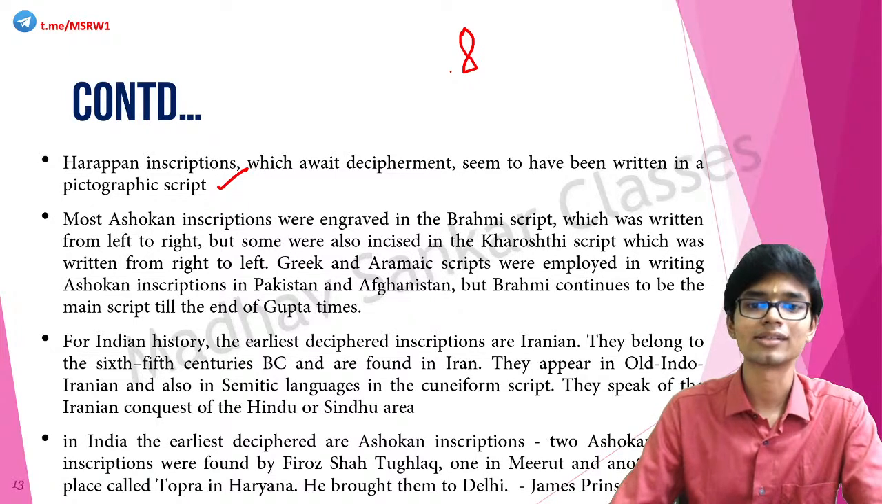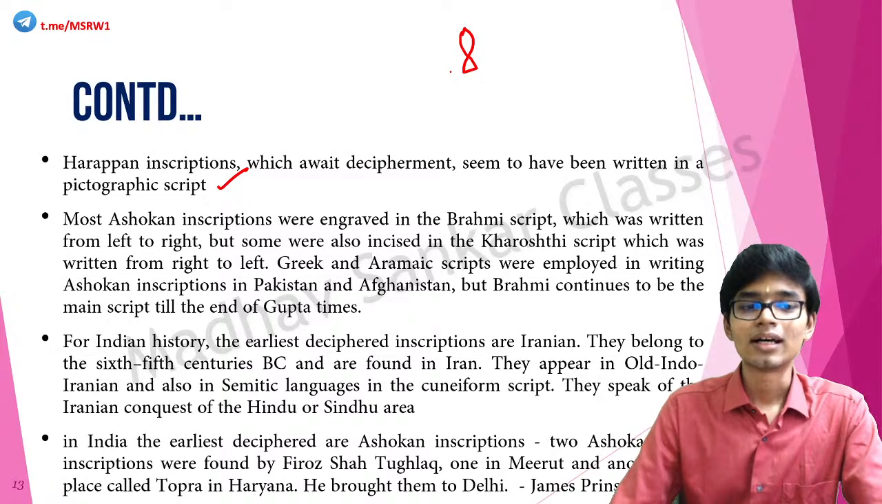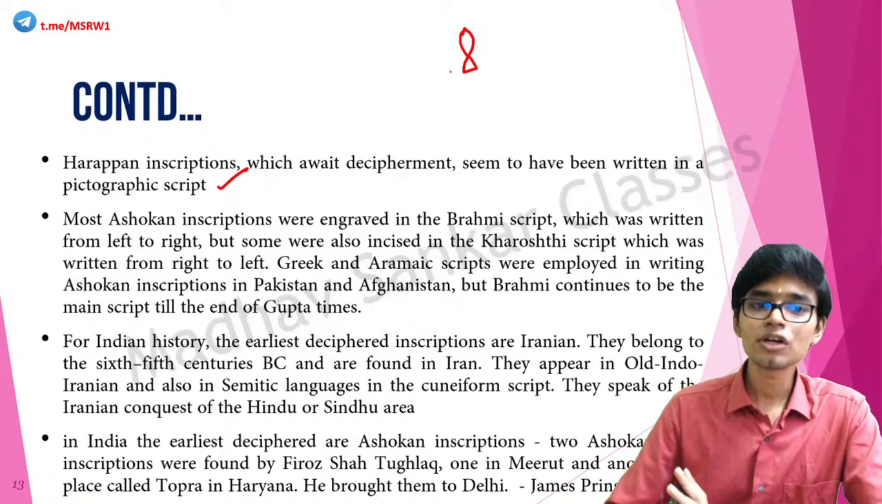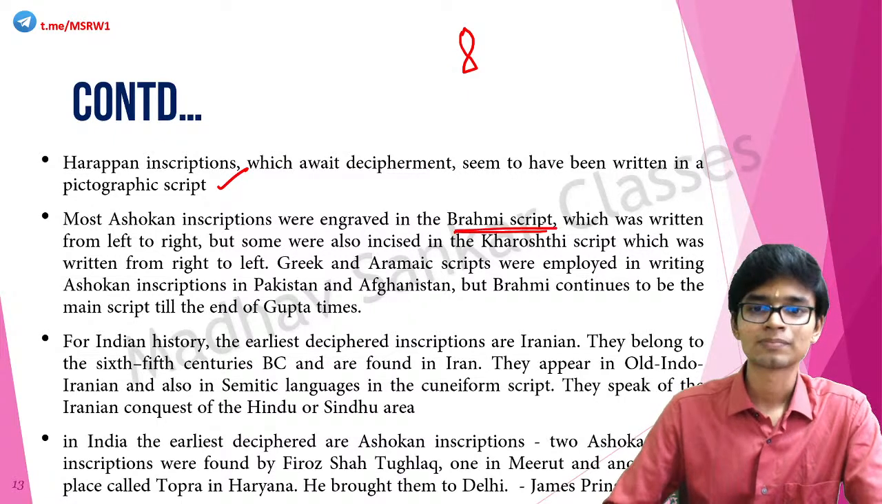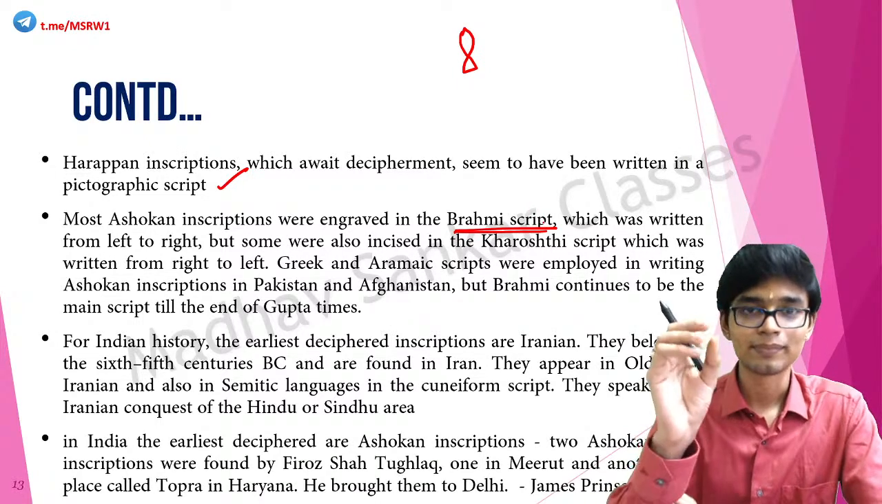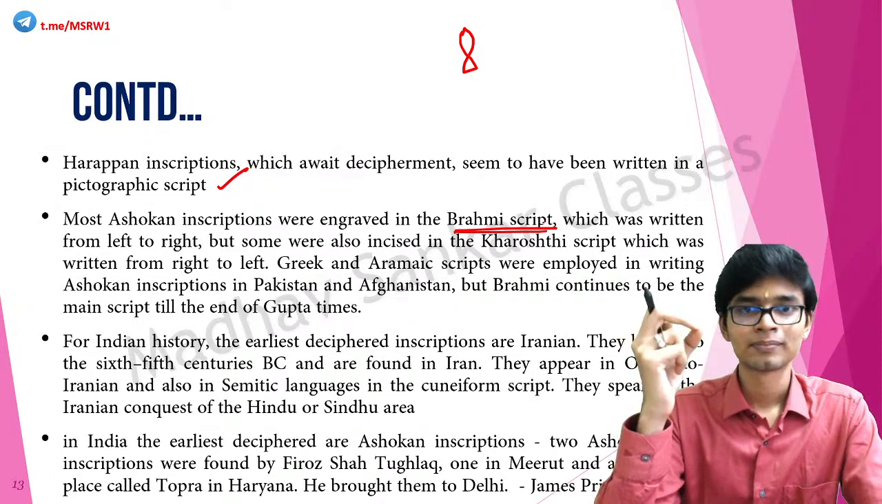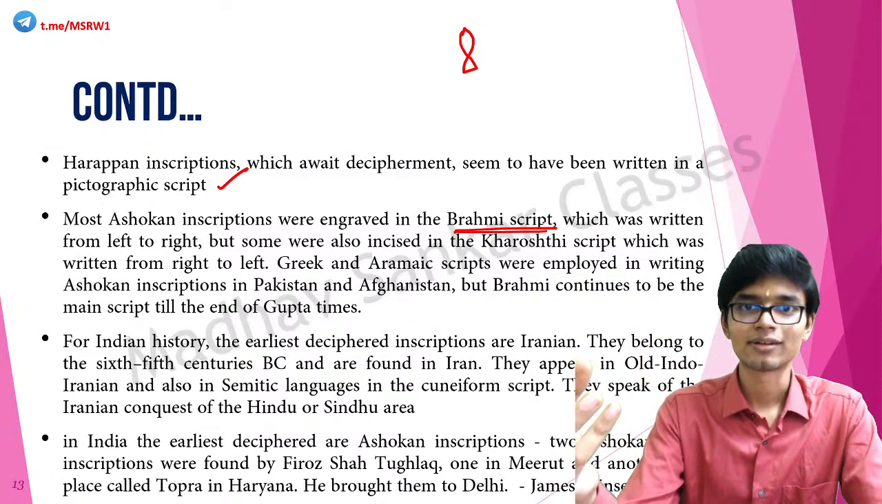Harappan scripts are not yet deciphered. The earliest deciphered script in India is Ashokan inscriptions. Okay, we will talk about it in a while. But most of the Ashokan inscriptions are actually engraved in Brahmi script. Okay, Prakrit is the language. Script is Brahmi. I hope you understand what is the difference.